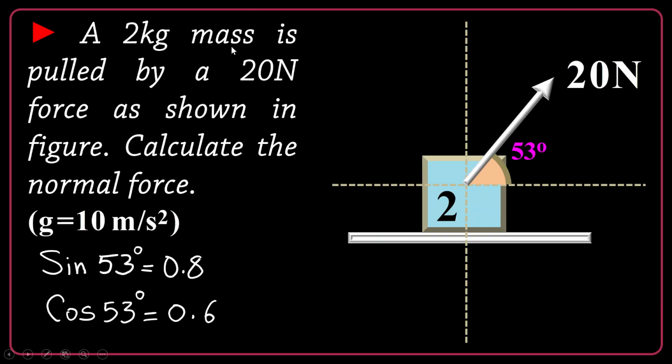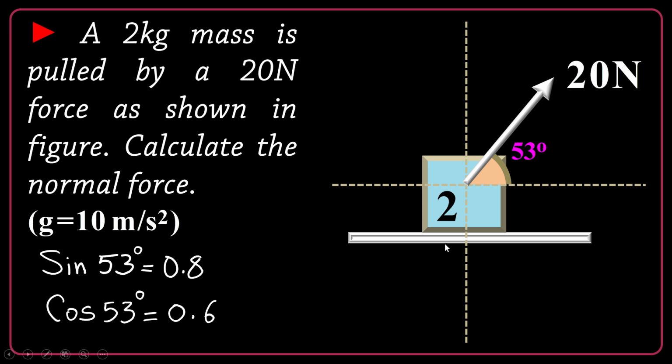A 2 kilogram mass is pulled by a 20 newton force as shown in the figure. As you see, the force is oblique. It's making an angle of 53 degrees to the horizontal. Sine of 53 is given to be 0.8. Cosine of 53 accordingly is 0.6. Calculate the normal force. g is given to be 10.